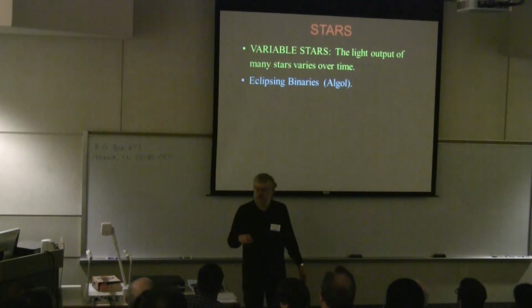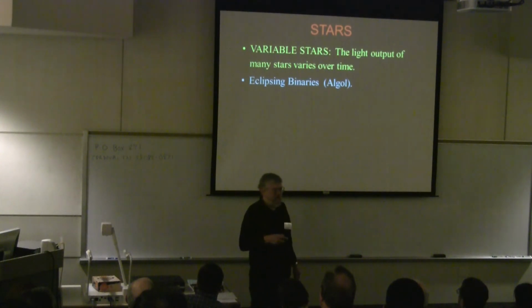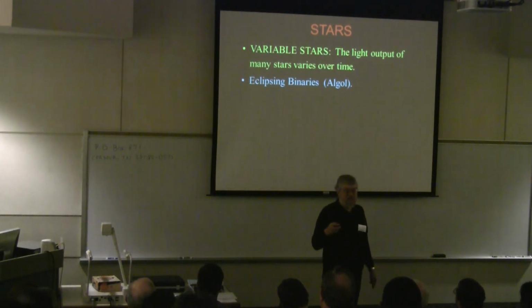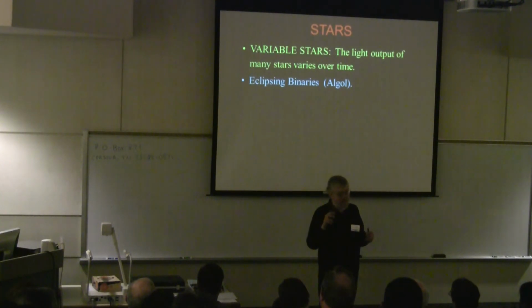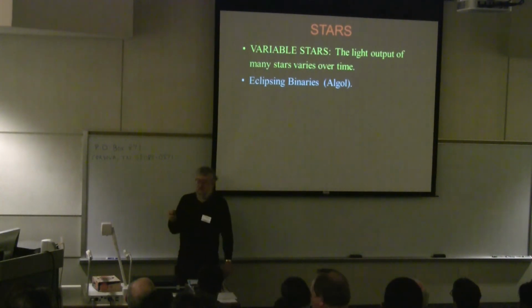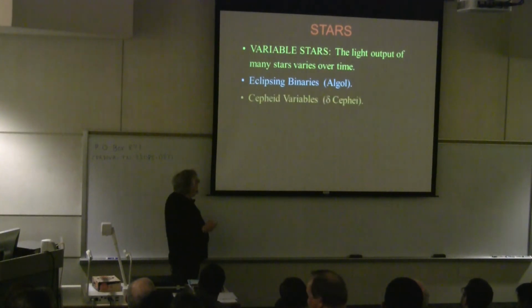You wonder if the ancients knew about this. We've had speculations on this before at our meetings, but Algol means the demon. And if they thought that this star was winking at them, they thought it might be the evil eye up there in the sky looking at them. So you kind of wonder if they knew there was something special about it.